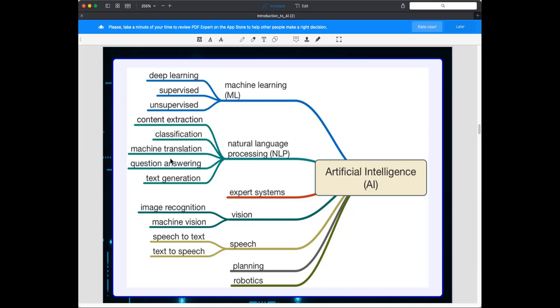poorly Siri performs, okay? Because she doesn't really answer your question. She just forwards you to Google, right? So she's not really very well trained, so to say. And text generation is also natural language processing. One of the biggest problems in natural language processing is statements that are ambiguous.